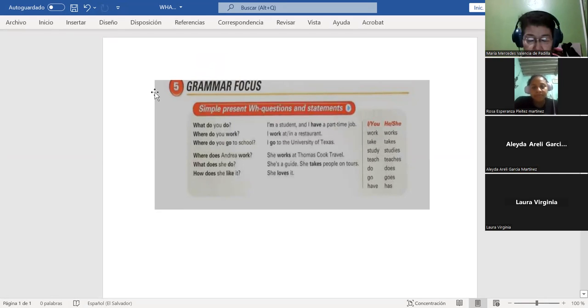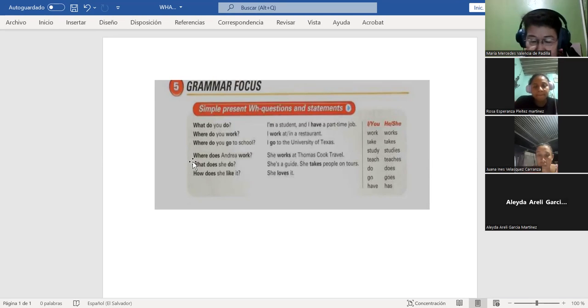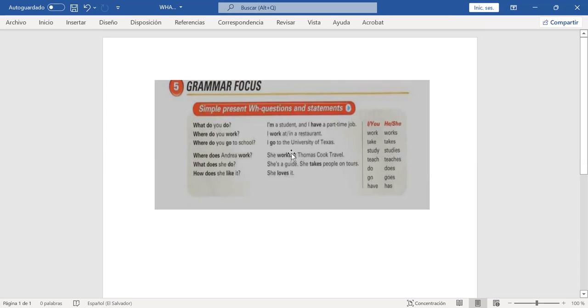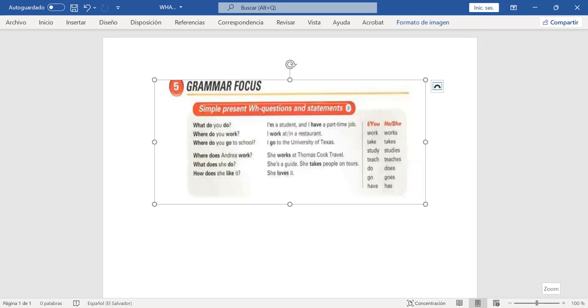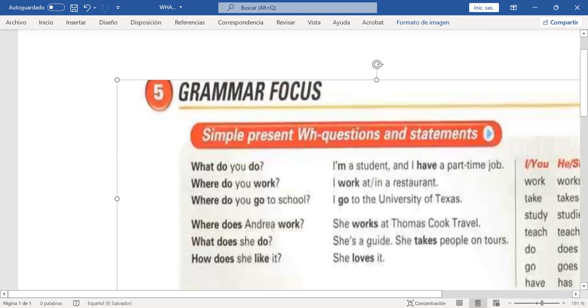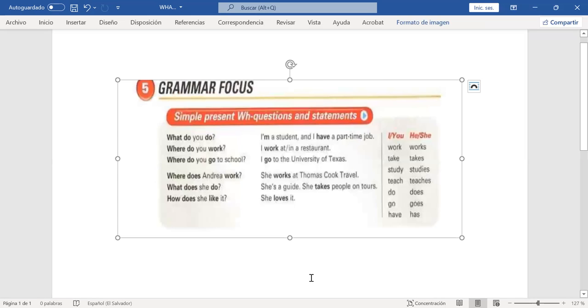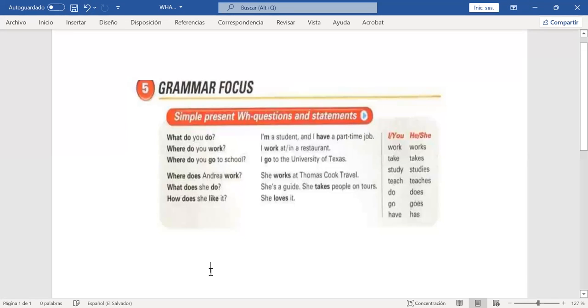Well, let's start. Today we're going to study a little grammar. We're going to study the simple present WH questions and statements. This is something that you already know, but we're going to review.